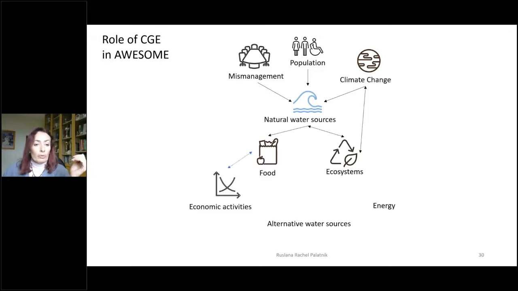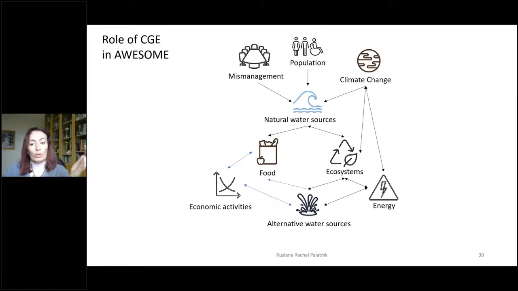And from here, we can see that scarcity of water can affect food and ecosystems, and from there, all economic activities in a given region, and from there go to other regions as well. Okay. So here we analyze what is the role of alternative water sources in the mitigation of the impact or in the adaptation to climate change.